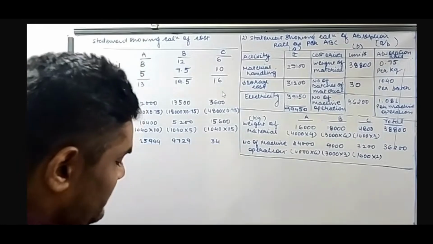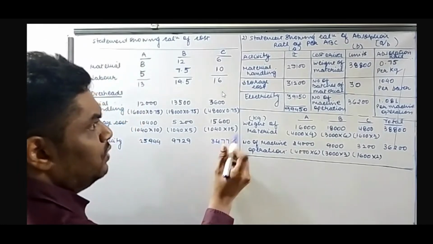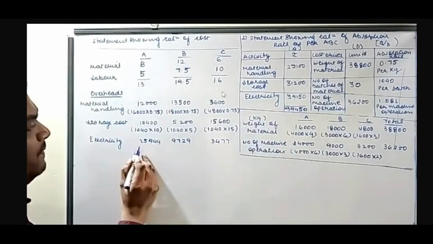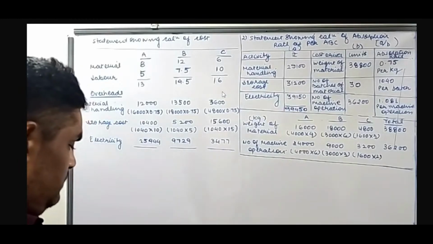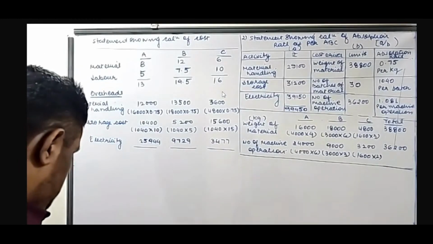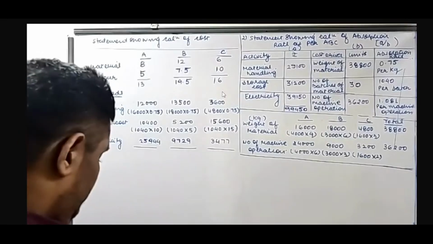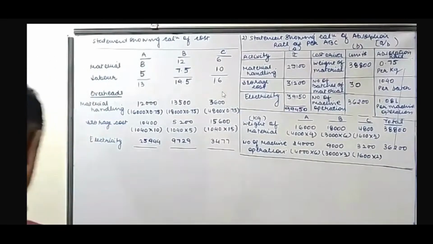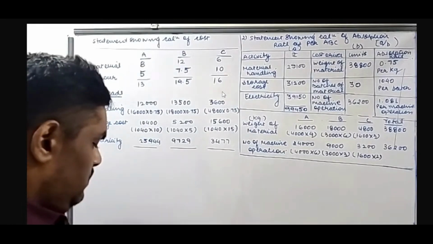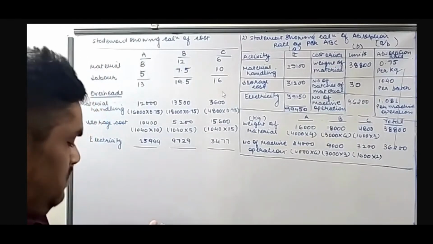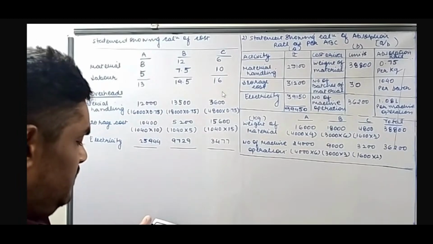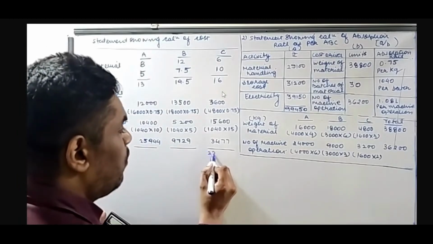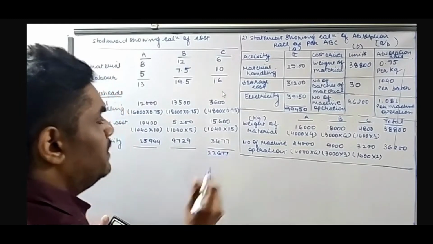I'm writing it as the balancing figure because the total cost is 39,150. So we will get the total overheads. We'll get the total overheads as, one second guys, 3,477 plus 15,600 plus 3,600, 22,677.